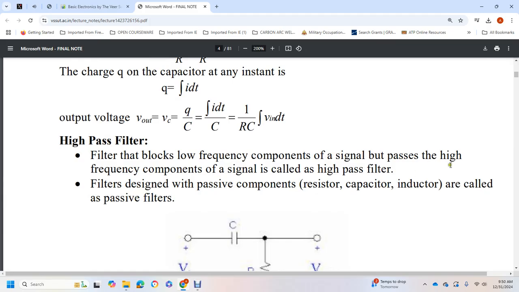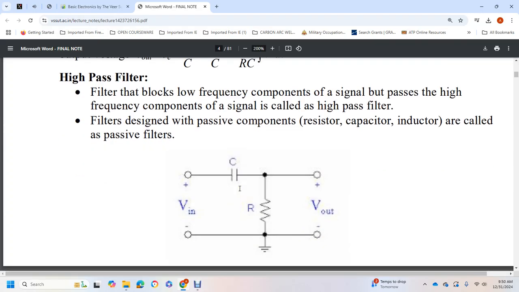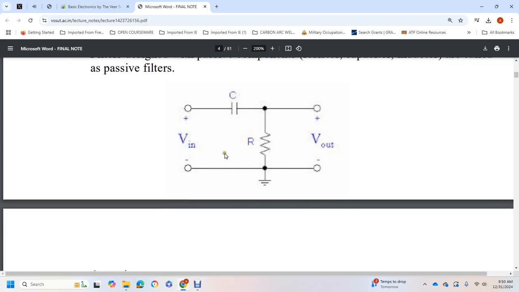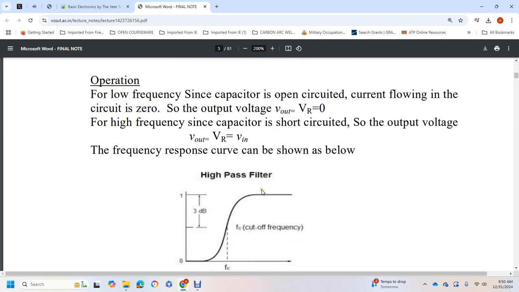High-pass filter. A filter that blocks low-frequency components of the signal and passes high-frequency components of the signal is called a high-pass filter. Filters designed with passive components, resistors, capacitors, and inductors are called passive filters. The circuit shows voltage in, voltage out, and the capacitor and resistor with ground.